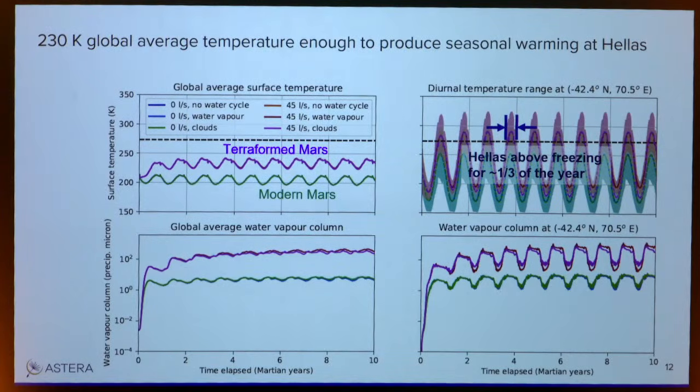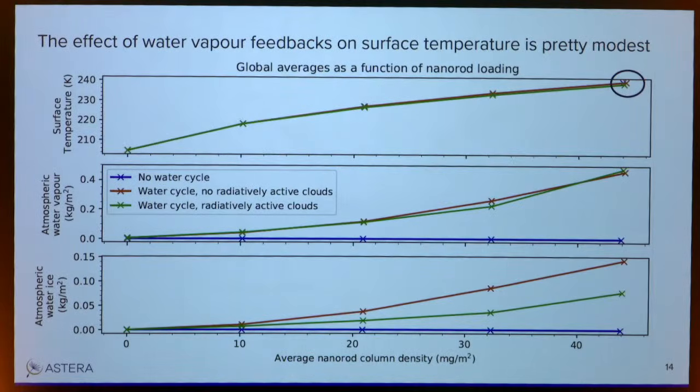So Hellas is very good for real estate because it's the deepest region on Mars, it's the highest pressure region on Mars, and it's also seasonally the hottest region on Mars. But of course, it goes through a lot of seasonal fluctuations in temperature. Now, what we actually find is that the effect of water vapor feedbacks on surface temperature is surprisingly modest.